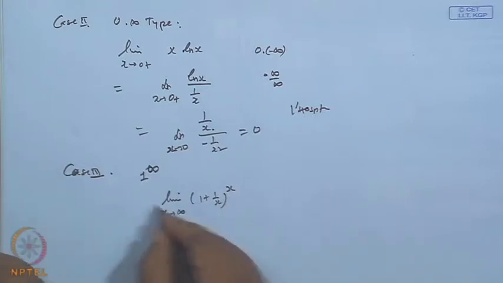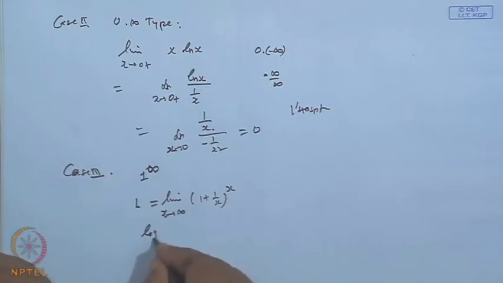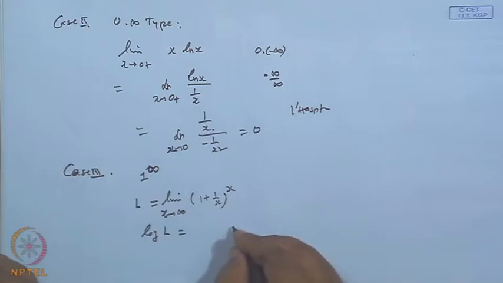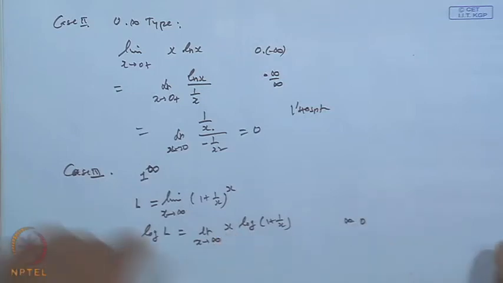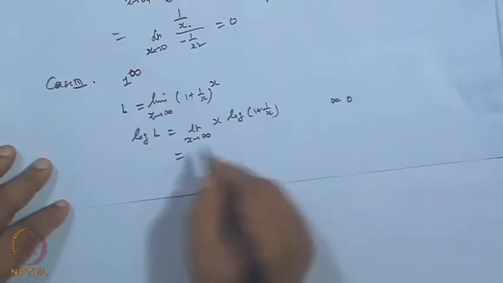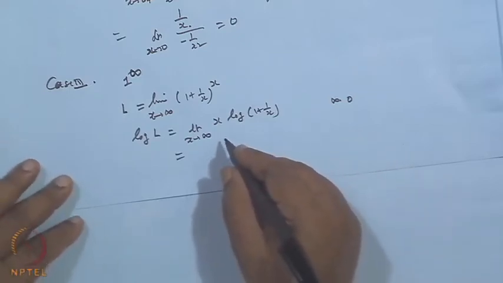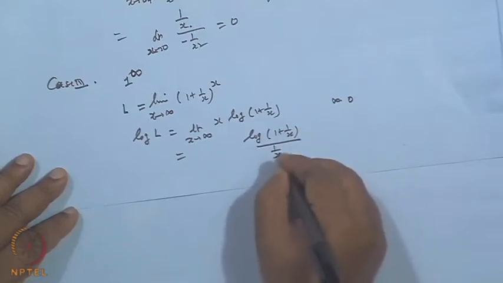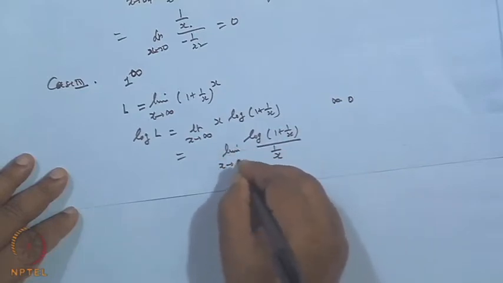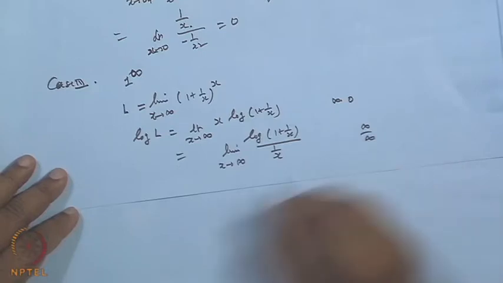So, what we do is we consider this limit L, and take the log. Because the limit is a continuous function, log will go inside, and we get the limit of x log(1 plus 1 by x) as x tends to infinity. So, basically it is infinity into 0 type. This can be put again either as 0 over 0 or infinity over infinity type. So, we can put this as log(1 plus 1 by x) divided by 1 by x, limit x tends to infinity, that is infinity over infinity type.